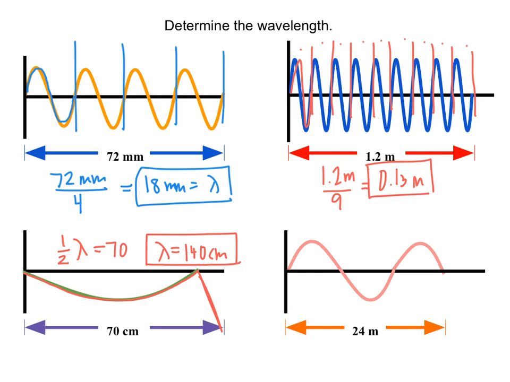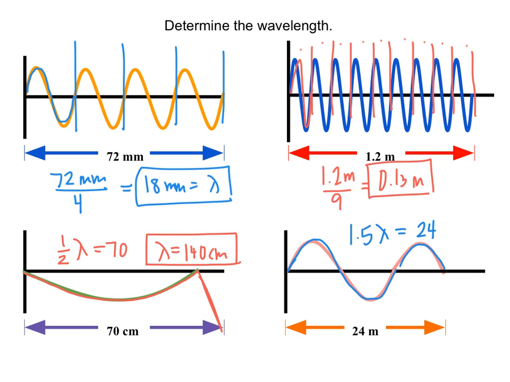All right, and then this one, so I have a wave, and then I have a half of a wave. So again, I could set up an equation. I could say, okay, so I have 1.5 waves, and that is equal to 24 meters. And then I could go through and do my math. That's one way of doing it. You'd get 16 meters.